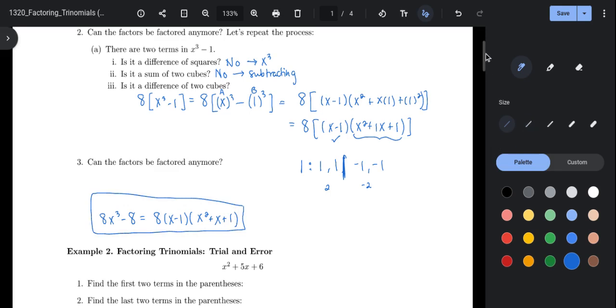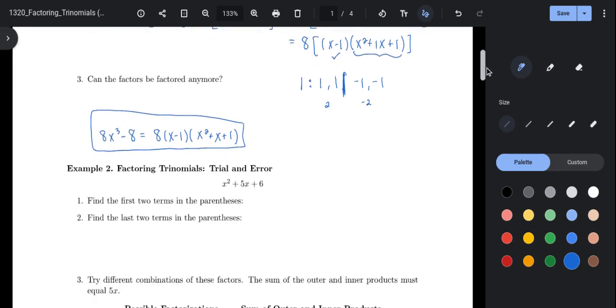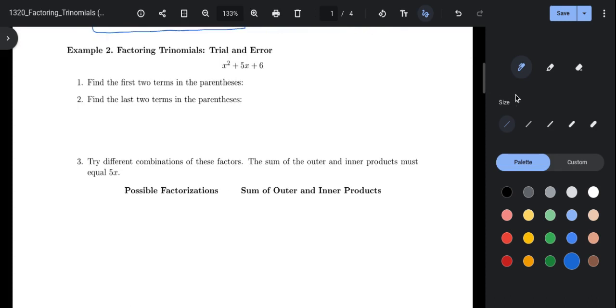All right, so now let's go ahead and take a look at how we can apply this trial and error method. And so here we're given a different polynomial. We have x squared plus 5x plus 6. First, you'll notice that there is no greatest common factor. There's not something that evenly divides x squared, positive 5x, and positive 6. So we don't need to do that.